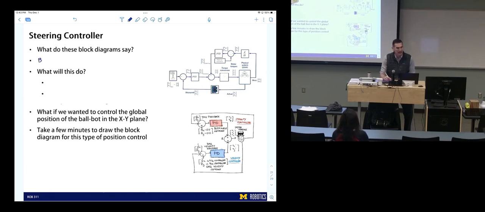If I had to say at the highest level, I'm going to say balance while maintaining a velocity. So both maintain a velocity and balance and do both of those. How exactly does this work, or what will this do? It really is going to depend on the reference, on the velocity reference. But the idea is it'll keep it from rolling away.